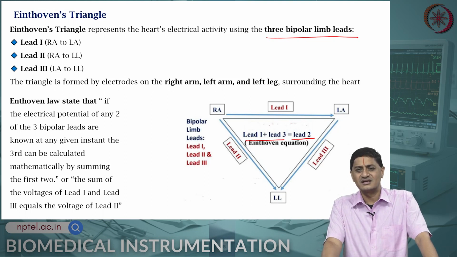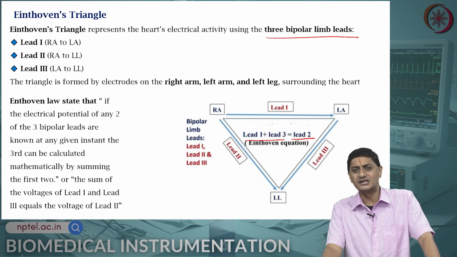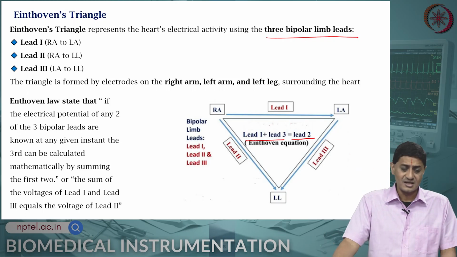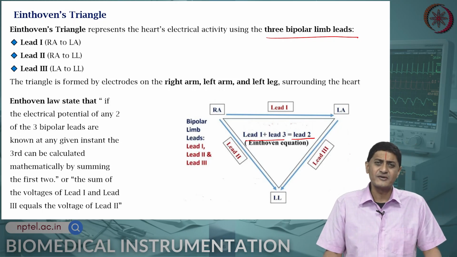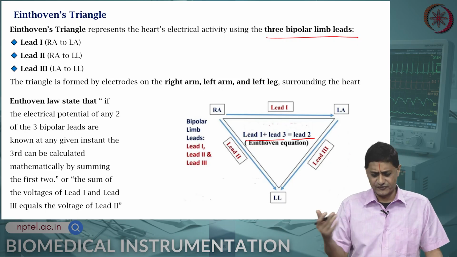If you look at this triangle, that makes sense. This is also called the triangular law of vectors. If lead 1 and lead 3 are vectors, then if you add them, you will get lead 2. That is the law of vectors. So this is Einthoven's law of cardiac function of ECG.